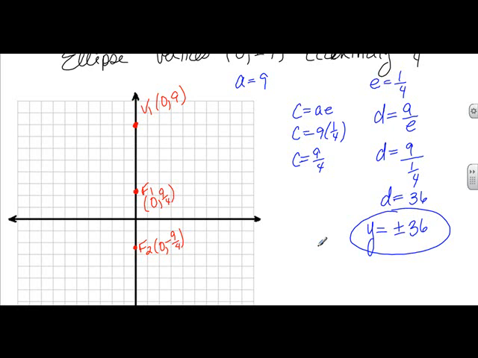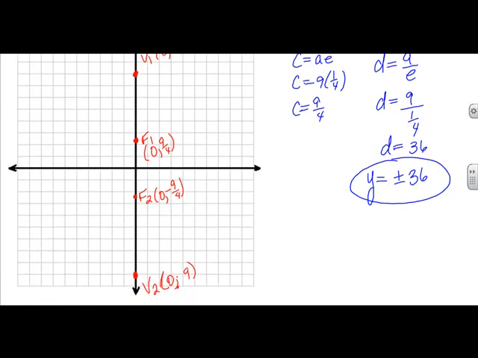Alright, to be able to finish this then, we need a value for B so that we can know how wide our ellipse is and get a good sketch, and also so we can write the equation for it. So this is an ellipse, so B squared is equal to A squared minus C squared. B is what I don't know. A squared would be 81. C squared would be 81/16.